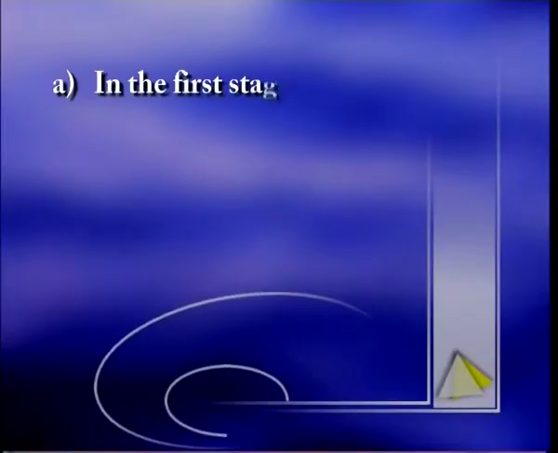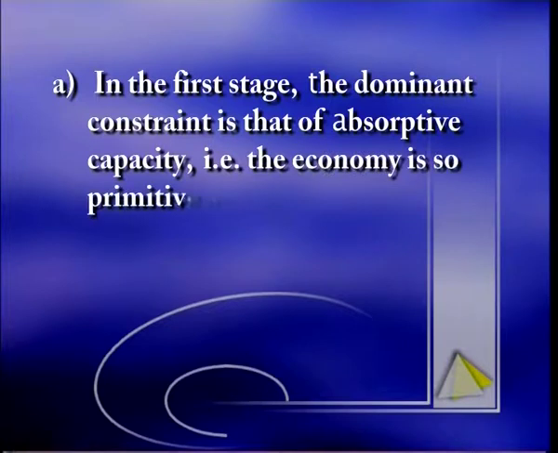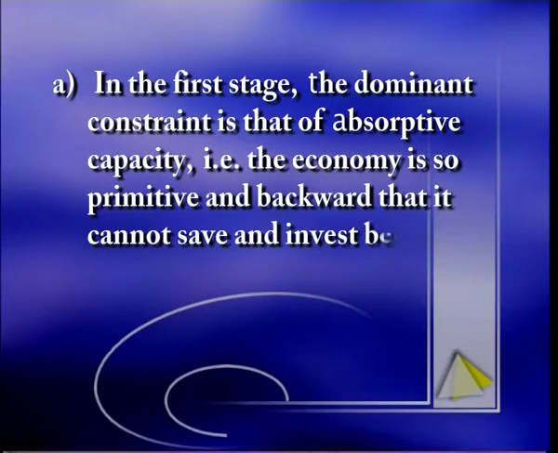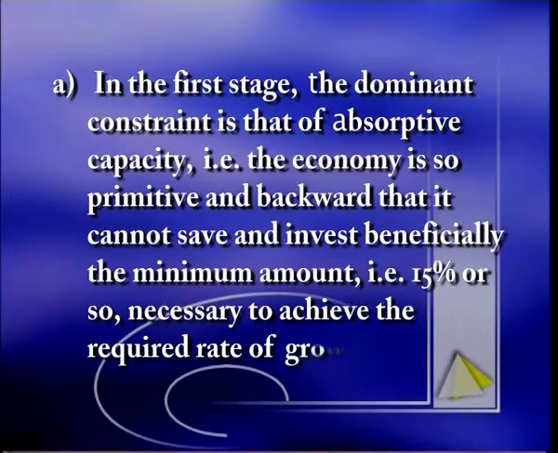First is the absorptive capacity stage. The dominant constraint is that of absorptive capacity, that is, the economy is so primitive and backward that it cannot save and invest beneficially the minimum amount, that is 15% or so, necessary to achieve the required rate of growth. The purpose of foreign aid at this stage is to increase the absorptive capacity of the country by providing technical assistance, training, education, managerial ability, entrepreneurial talent and so on.